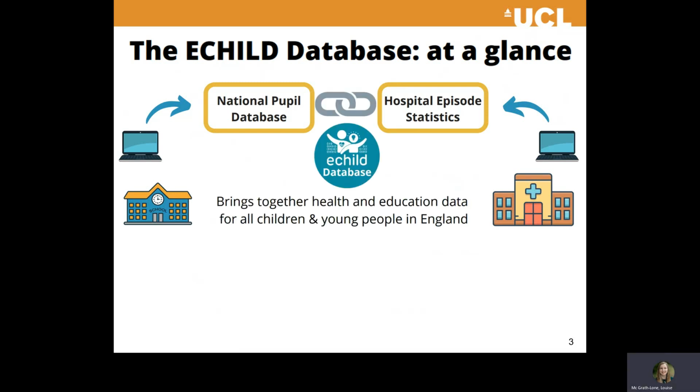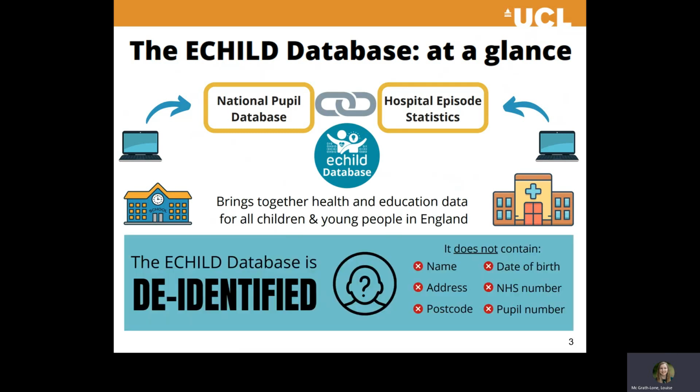To create the new eChild database, we linked information from NPD and HES for all children in England. What's really important to know is that the eChild database is de-identified, which means that it doesn't contain information that could be used to identify a specific person. So that means it does not contain name, address, date of birth, or any hospital or school numbers.